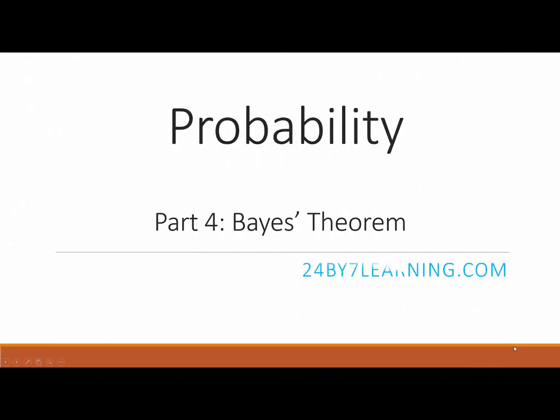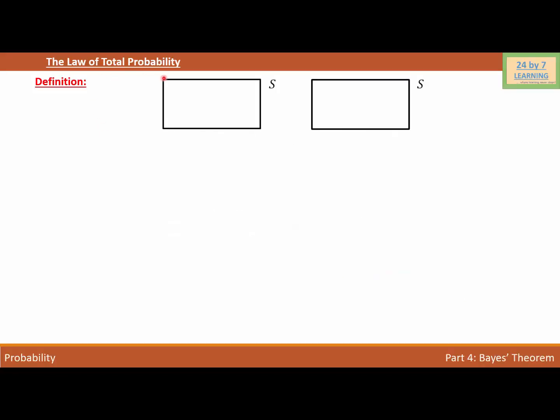Hi there. In our last section, you learned about the independent event and how to find the probability of an independent event. In this section, you are going to learn about the law of total probability and Bayes' theorem. So let's begin. The law of total probability.